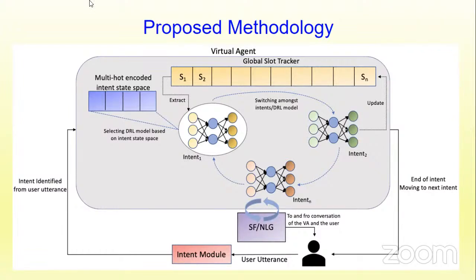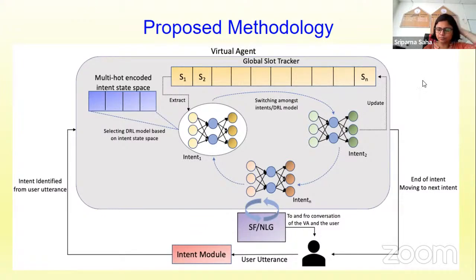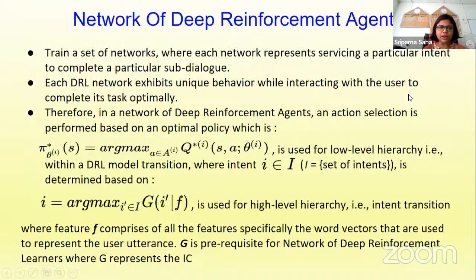Yeah. So as I was discussing, for each intent there is a deep Q network. A deep Q network takes the states as input and gives the action as output. It is determining the optimal policy to map state into action. So for each intent there is a deep Q network. Therefore, in a network of deep reinforcement agents, action selection is performed based on an optimal policy, which is this one. So it is Q star. So Q star is the deep Q network.